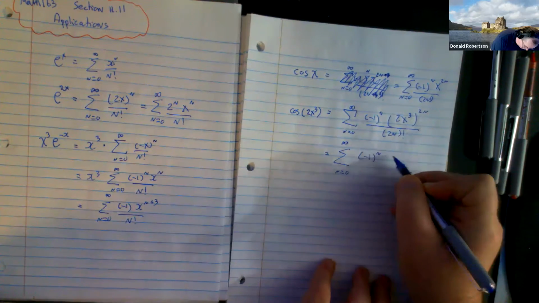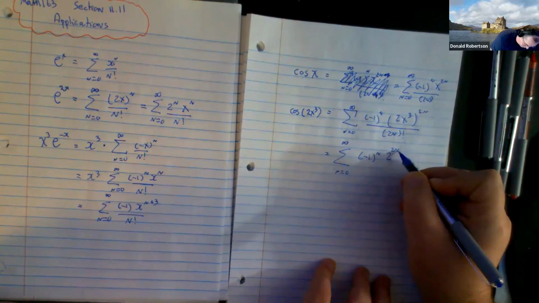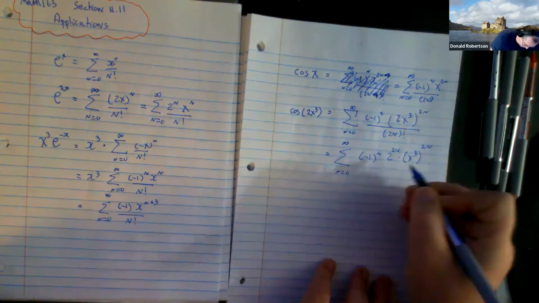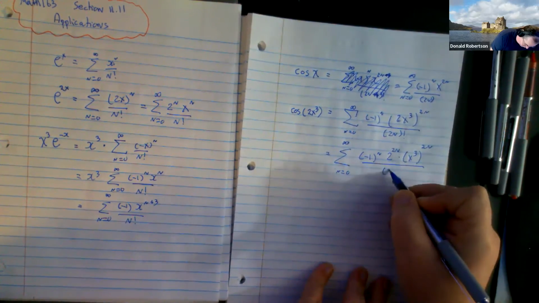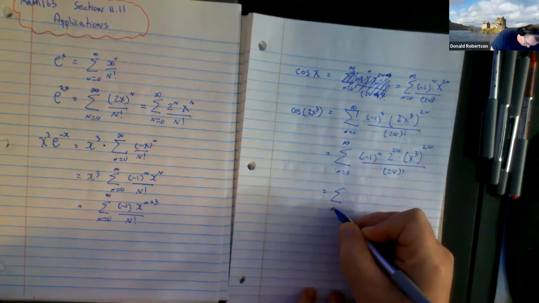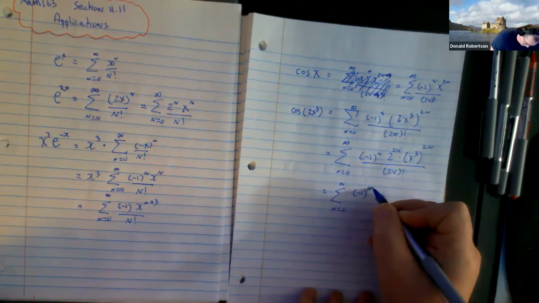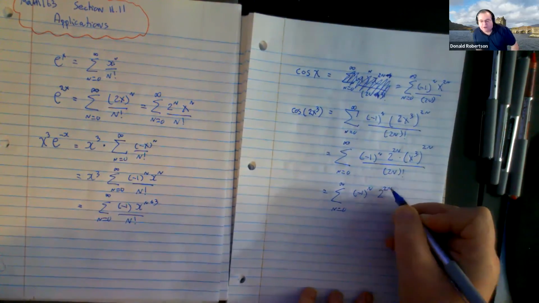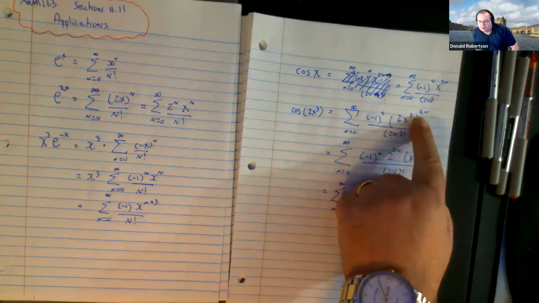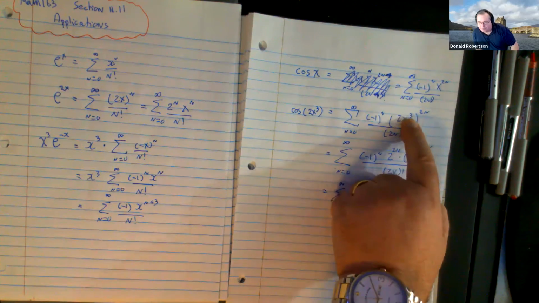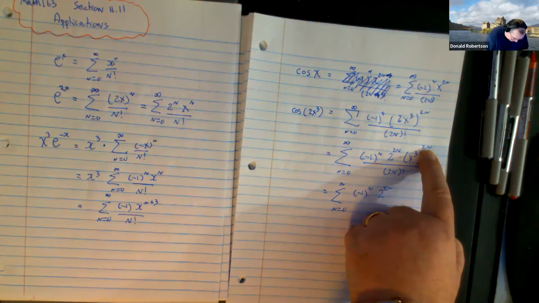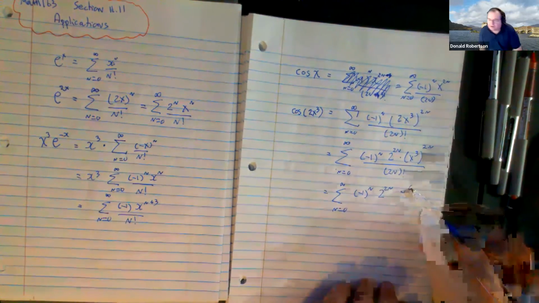Two to the power of 2n, x cubed to the power of 2n, over 2n factorial. Probably didn't need this line, but I'll put it in anyway. You're going to take 2 and raise it to the power of 2n. You're going to take x cubed and raise it to the power of 2n. When you take x cubed and you raise it to the power of 2n, don't you get x to the 6n?